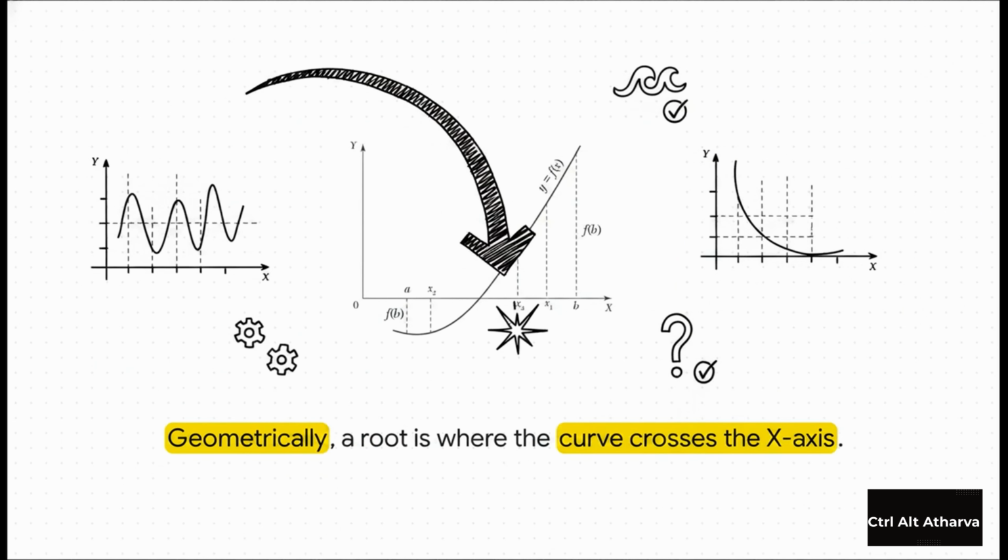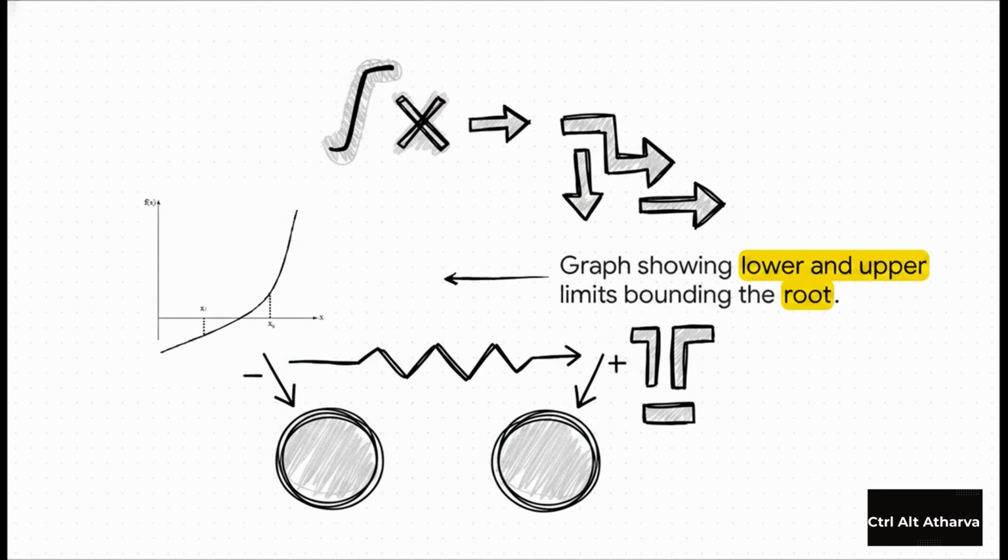But honestly, if you want to understand it visually, geometrically, a root is just the exact spot where the graph of the function slices through the x-axis. Our main goal in computational physics is to write an algorithm that finds those exact crossing points, no matter how weird or messy the curve is. Our first approach for this is the bisection method.